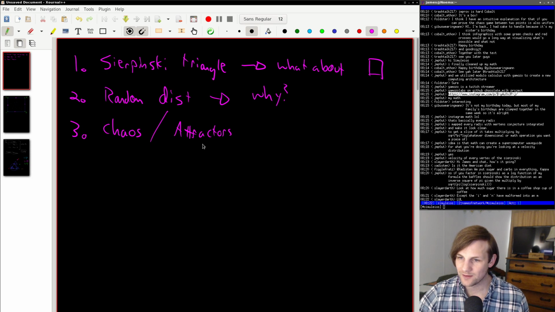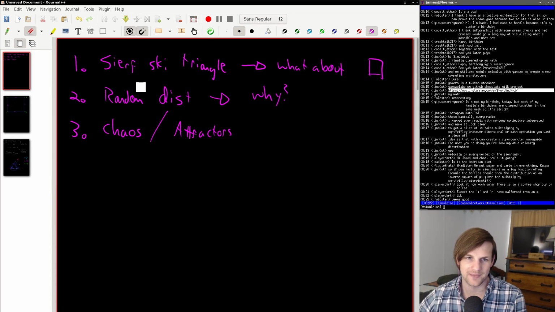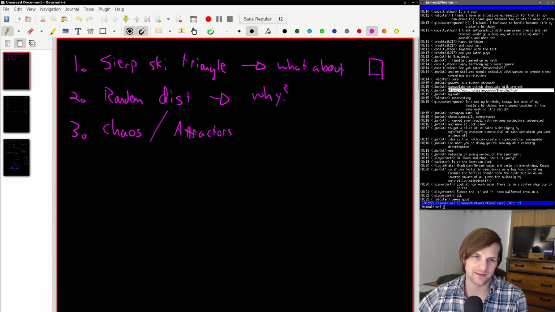Look at how much sugar there is in a coffee shop cup of coffee, except the I and N have malformed into an M. It's because I'm using a tablet. I mean, in real life, it'd be much worse. Okay.